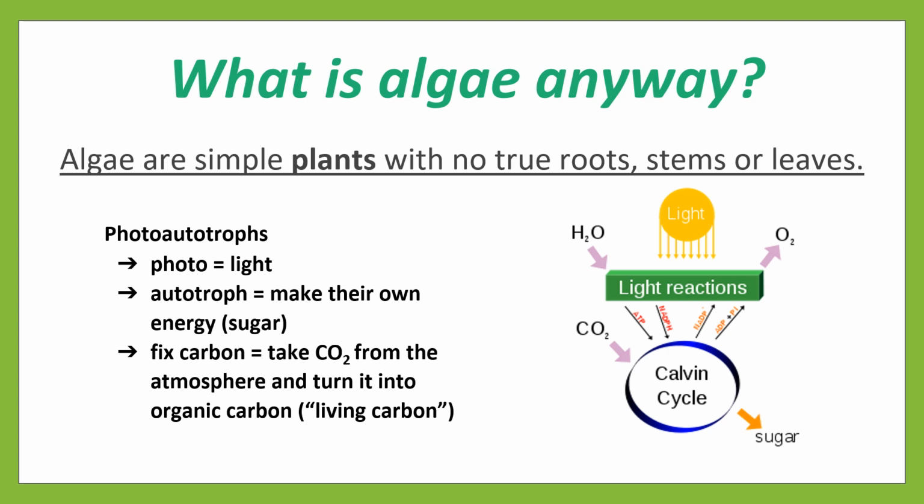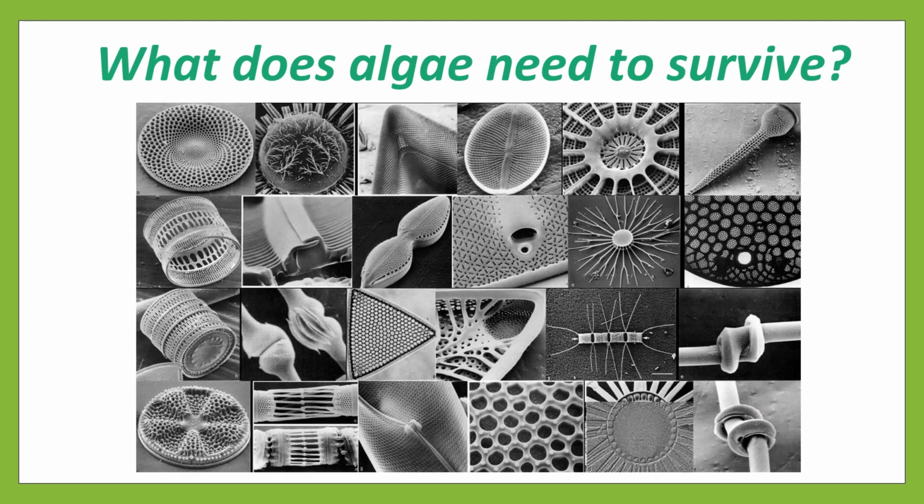Almost all algae, both micro and macro, are photoautotrophs. Photoautotrophs? To better understand that, let's break it down. Photo means light, and autotroph is something that makes its own energy. So photoautotrophs use light energy to make their own energy in the form of sugar. This process is called photosynthesis. During photosynthesis, algae will fix carbon by absorbing inorganic or non-living CO2 and turn it into organic carbon, or living carbon, or in our case, more algae cells.